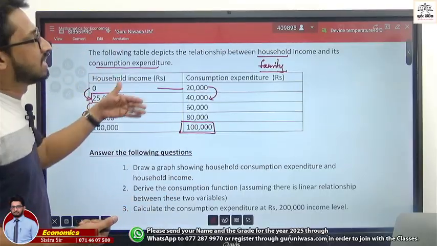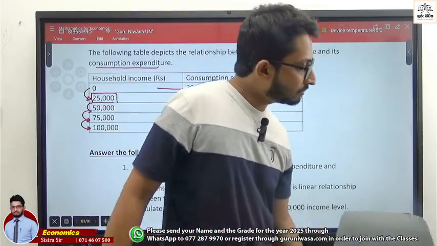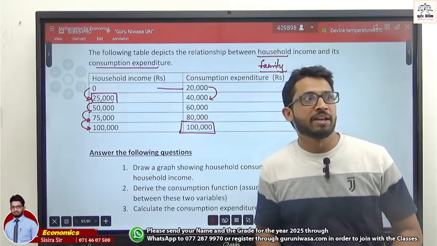When income increases, consumption expenditure also increases. My question is, recognize the dependent and independent variable here.